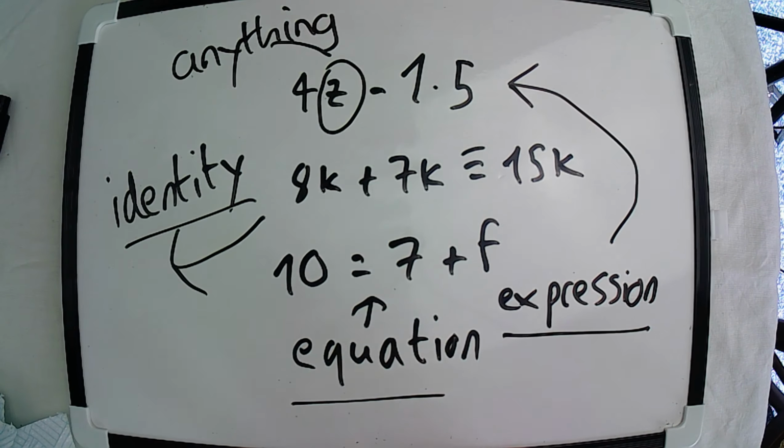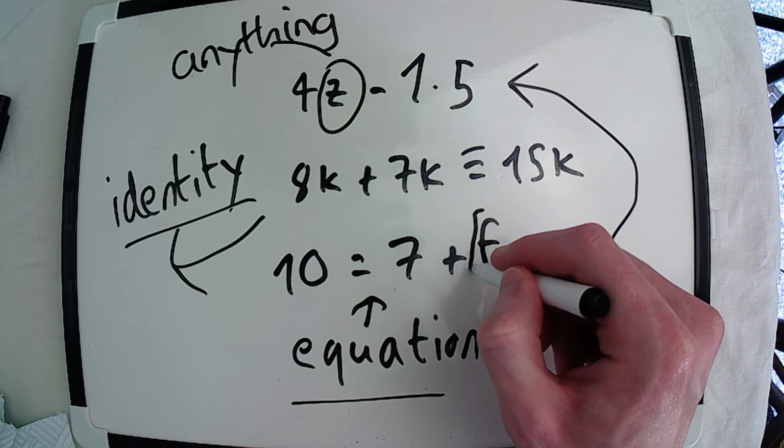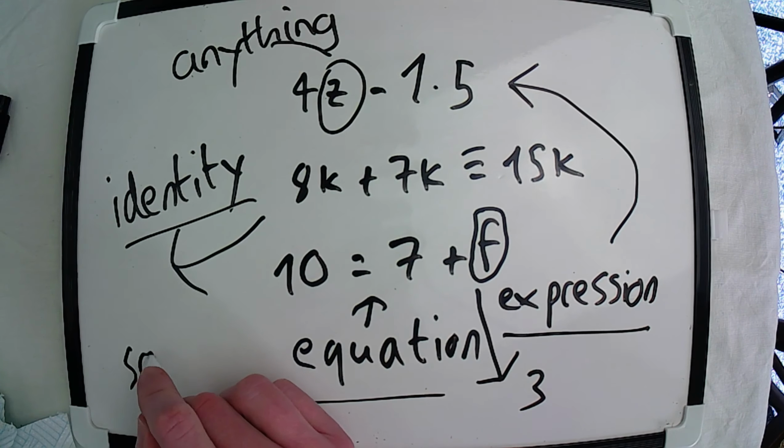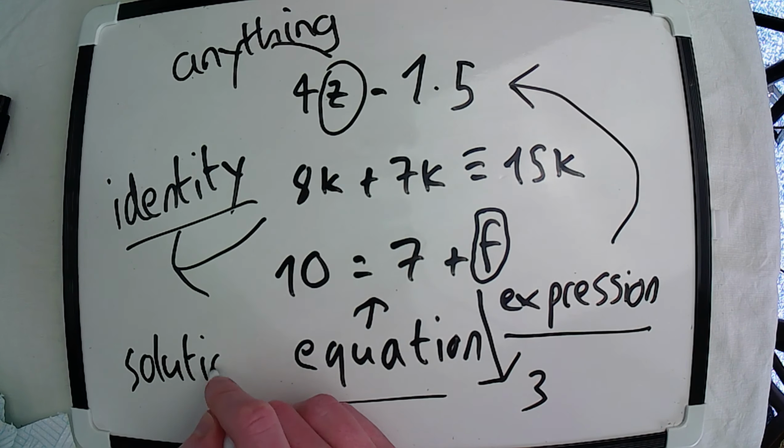It makes sense. 8 lots of something and 7 lots of something are 15 lots of something. Now this one is slightly different because here, as you can see very simply, f must be 3 because 7 plus 3 equals 10. So an equation, in this example a linear equation, has one answer or one solution, is the word we usually use in maths.